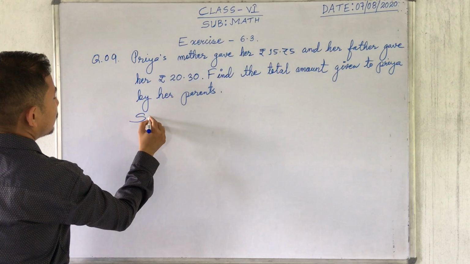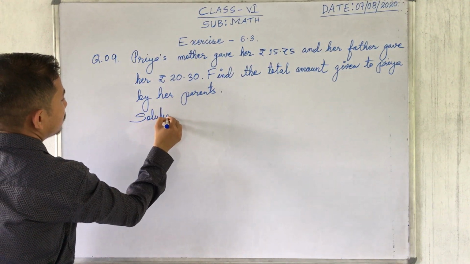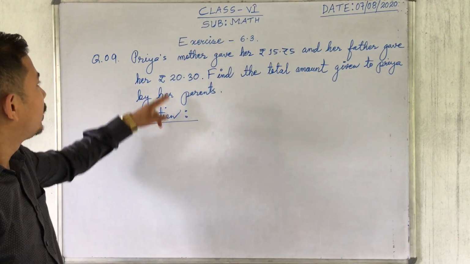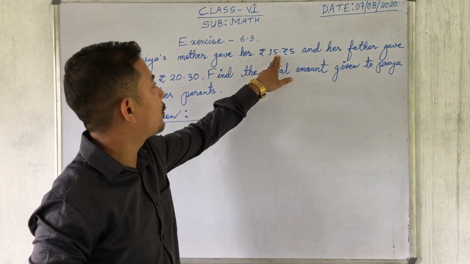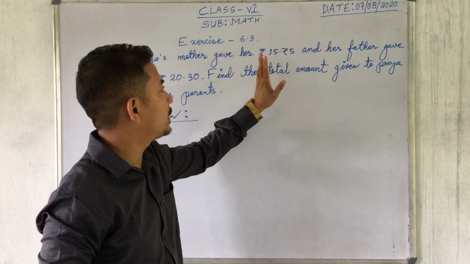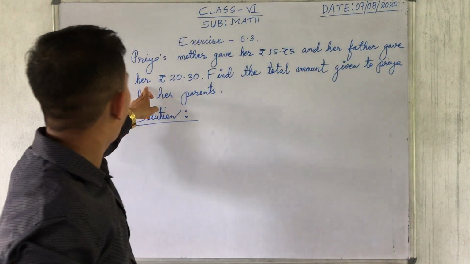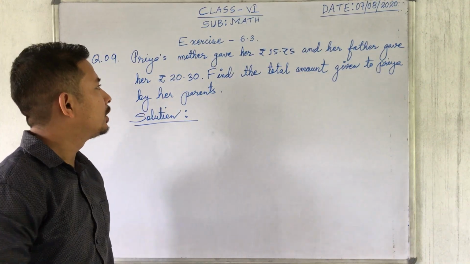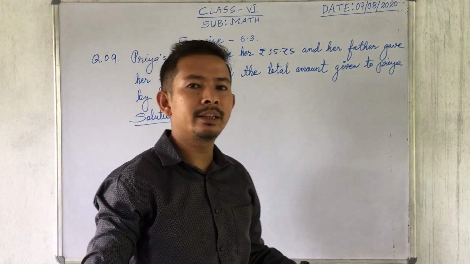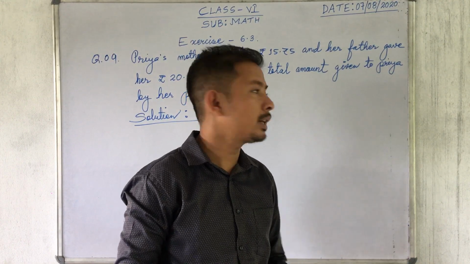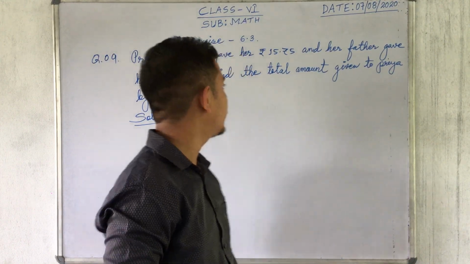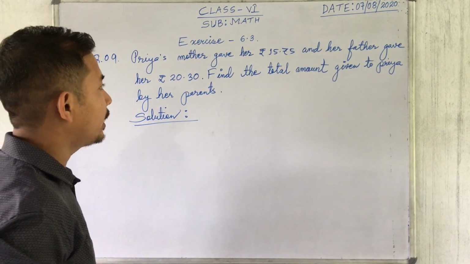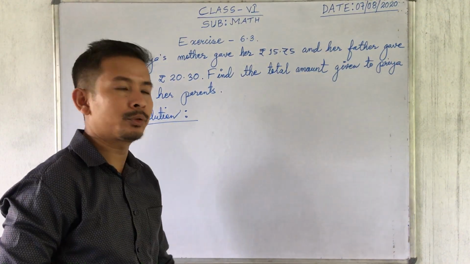So as a solution, we can write, look at here. Priya's mother gave her rupees how much? 15.75 rupees, and her father gave her rupees 20.30 rupees. Find the total amount. Simply, if we add these two, we will get the total amount. It's very easy, okay? But while writing a word problem, there is some method. Following that method, we have to solve.